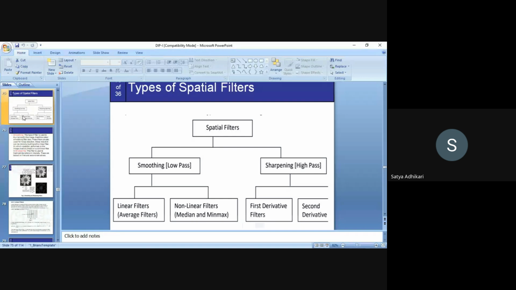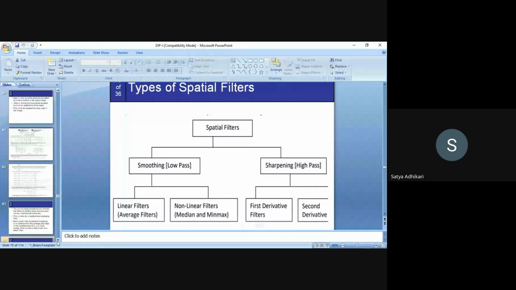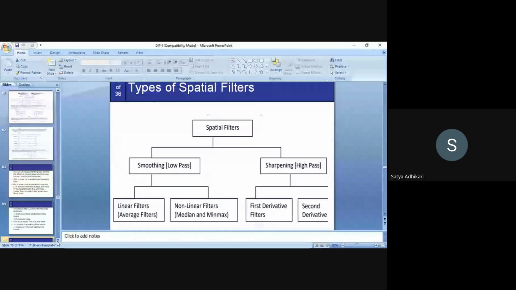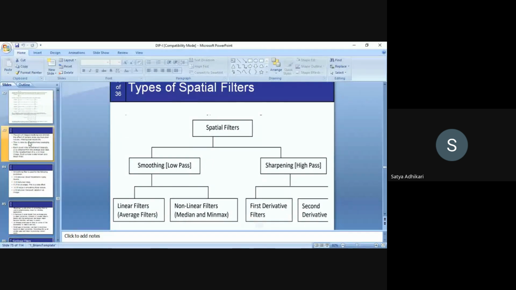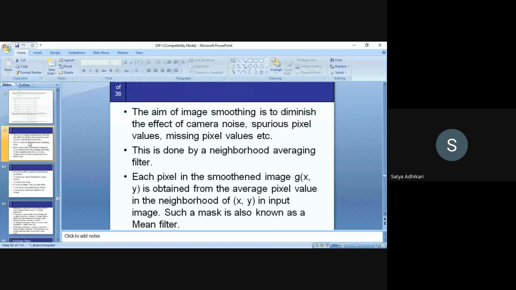So now we are going to discuss what the average filter is, which comes under smoothing low pass filters. The average filter is a low pass filter. As the name suggests, in the average filter the new value of a spurious pixel is calculated by taking the average of its neighborhood. Each pixel in the smoothed image g of xy is obtained from the average pixel value in the neighborhood of xy in the input image. Such a mask is known as a mean filter or average filter.